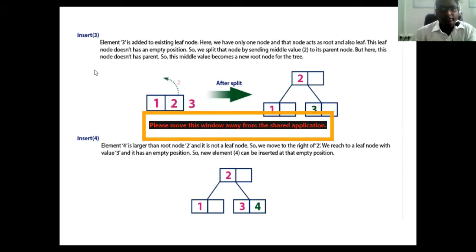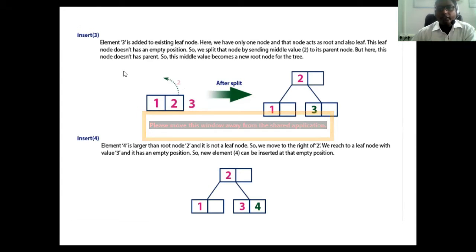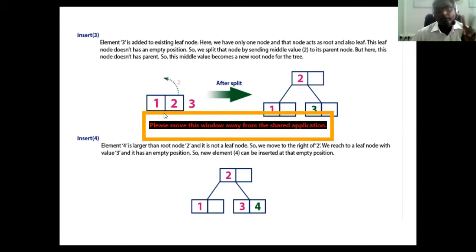So in the third step, now what are we going to insert? We are going to insert the element 3. We have to visit the node first. In the first node, two values are already present, that is 1 and 2. Now we are going to insert the 3. But the node is already full because two values are already available in that particular node.